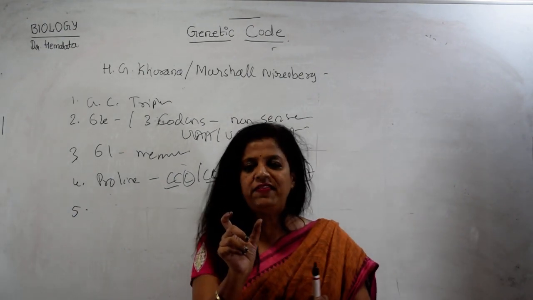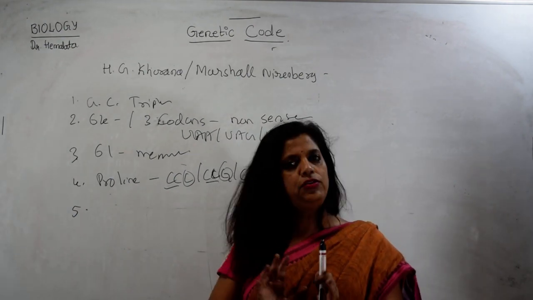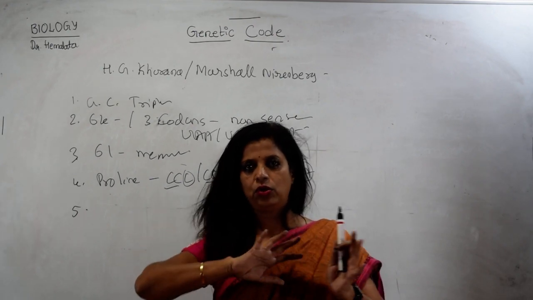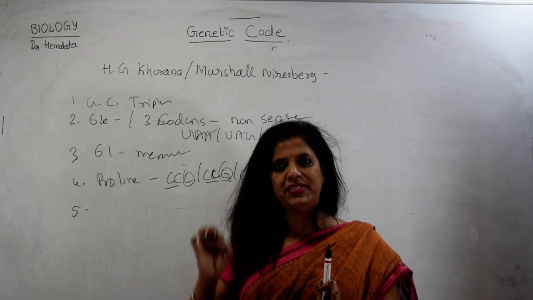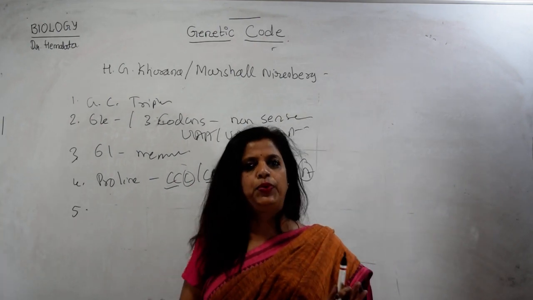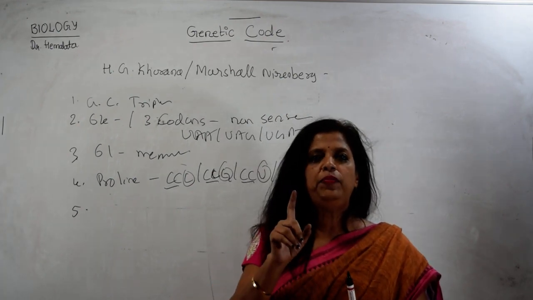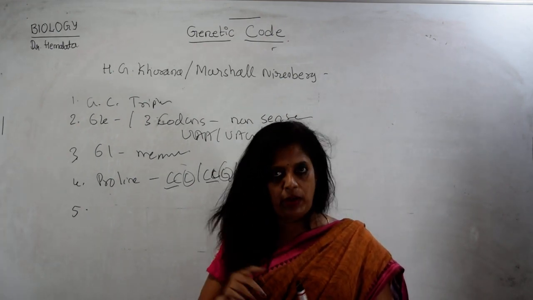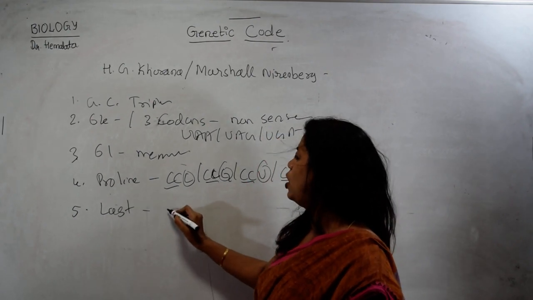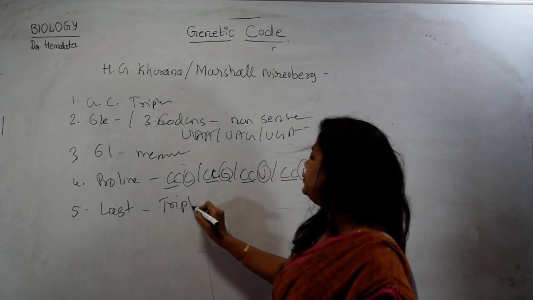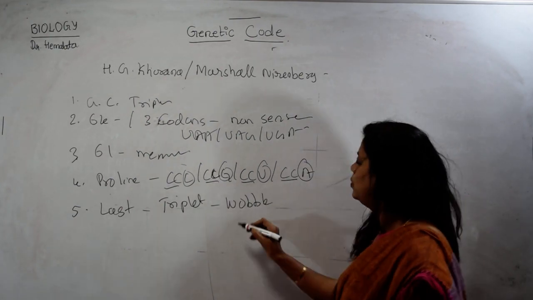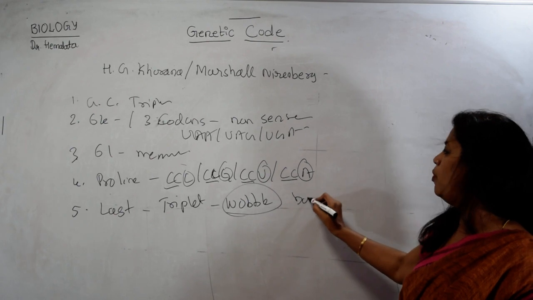If CC decides it to be proline, it is done. Whichever last nitrogen base comes, it's not going to change. The last base may be C or U or G or A, and it's going to become proline only. Therefore, the last base is said to be the wobble base. The last nitrogen base of a triplet codon is the wobble base. Anything can happen there. It's called a wobble base.